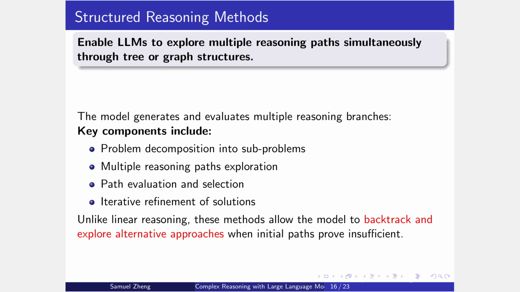Building on chain of thought, researchers have developed even more sophisticated, structured reasoning methods. These enabled LLMs to explore multiple reasoning paths simultaneously through tree or graph structures. The key insight is that real-world problem solving often isn't linear, and sometimes our initial approach hits a dead end, and we need to backtrack and try a different path.